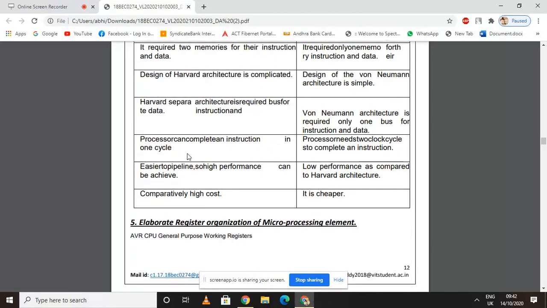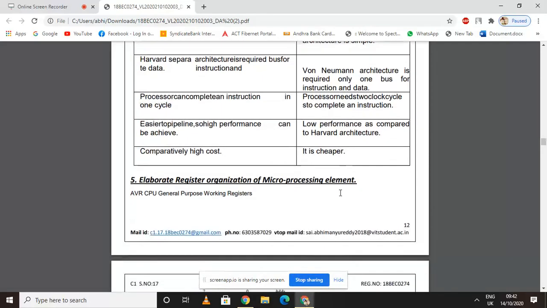In Harvard architecture, the processor completes an instruction in one cycle, whereas in von Neumann architecture the processor requires two clock cycles to complete an instruction. In Harvard architecture, it is easier to pipeline, so high performance can be achieved. That's not the case in von Neumann architecture, as it has low performance compared to Harvard architecture. Harvard architecture is comparatively high cost, whereas von Neumann is cheaper.